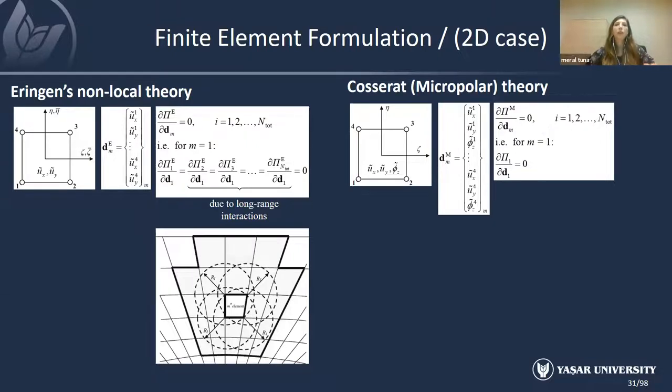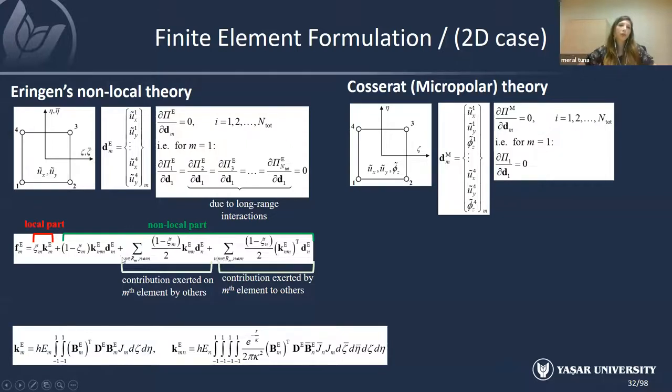understanding the effect of long-range interactions. As we can see here, due to the strong non-local character of Eringen's model, the stress and inherently the strain energy of an element, let's say element M, depends on the displacement field of all elements that are located in the influence zone of the corresponding element, which is why these derivations do not vanish and cause additional terms in the element formulation. And by additional terms, I am referring to the third and fourth terms. So these terms cover the contribution of elements to each other.